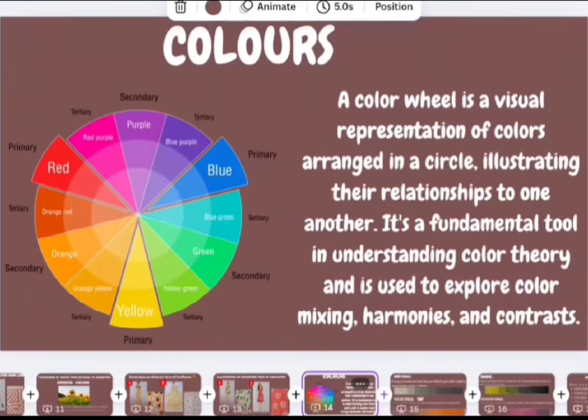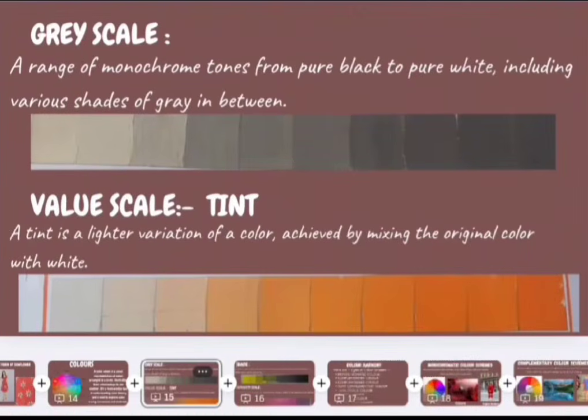A color wheel is a visual representation of colors arranged in a circle illustrating their relationship to one another. There are 3 types of colors: primary color, secondary color and tertiary color. It's a fundamental tool in understanding color theory and is used to explore mixing, harmonies and contrast. Next is grayscale, a range of monochrome tones from pure black to pure white, including various shades of gray in between.